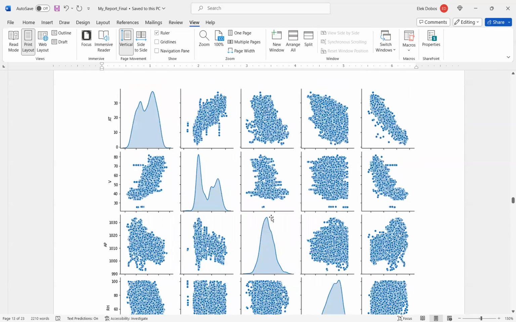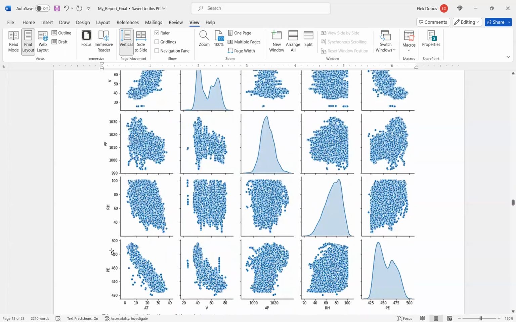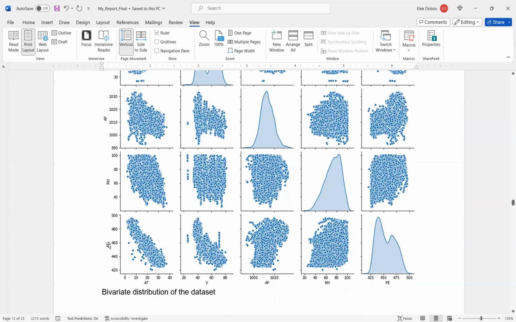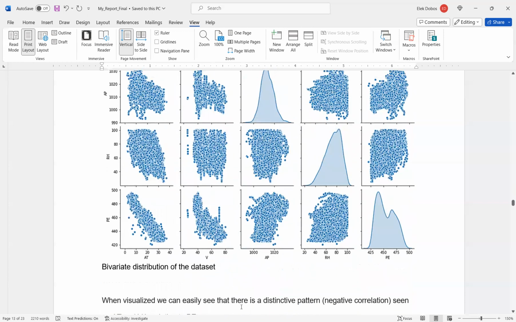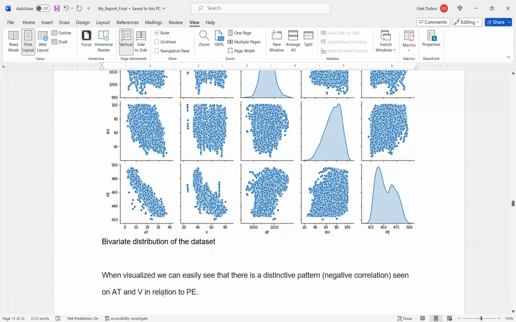So we have a matrix: ambient temperature, exhaust vacuum, ambient pressure, relative humidity, and our PE, which is our output of energy from the power plant. And again, on the x-axis here also, ambient temperature, exhaust vacuum, ambient pressure, relative humidity, and our PE, our target or dependent variable for the output of energy from the power plant. When we look at this, we can easily see that there is a pattern, a negative correlation seen on the AT, the ambient temperature, and the exhaust vacuum in relation to the PE, the output of the plant.